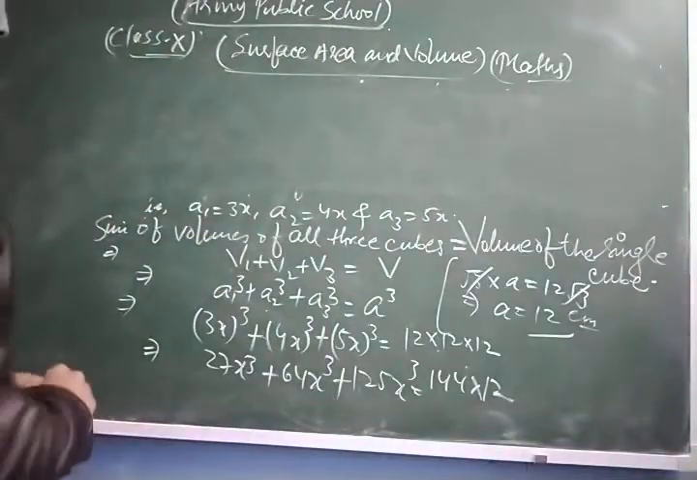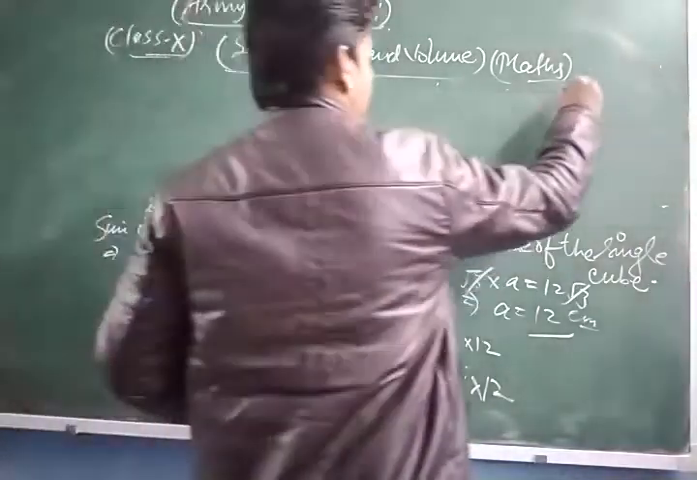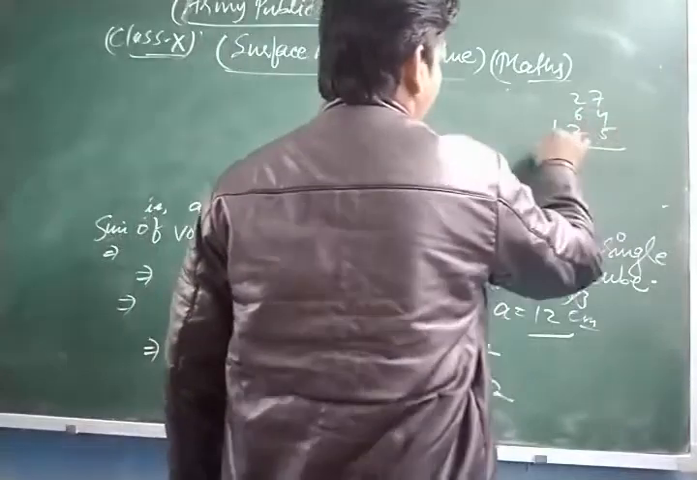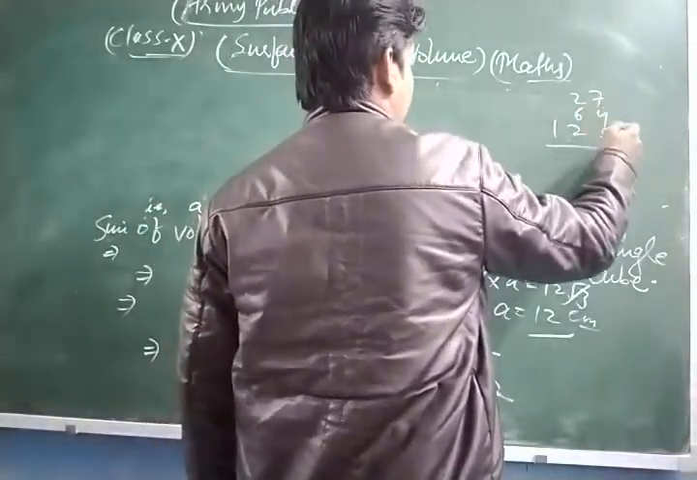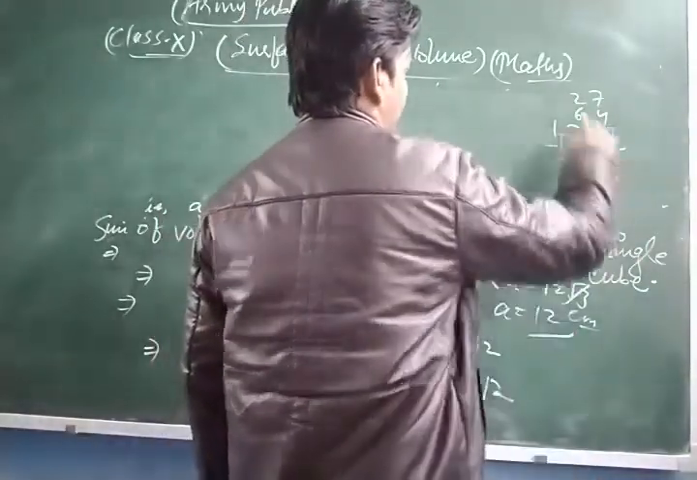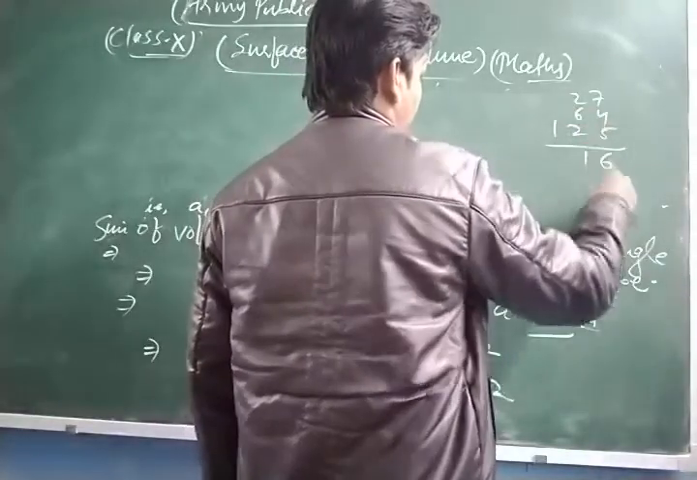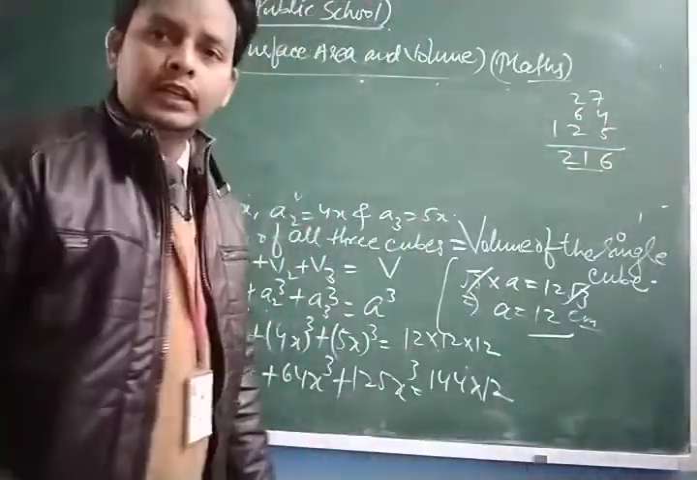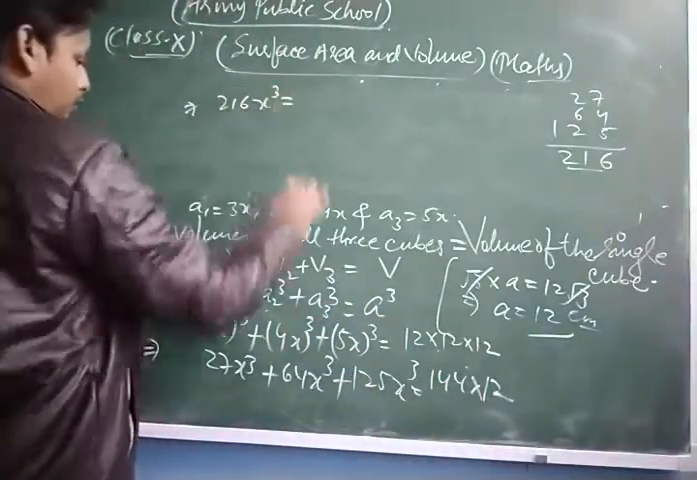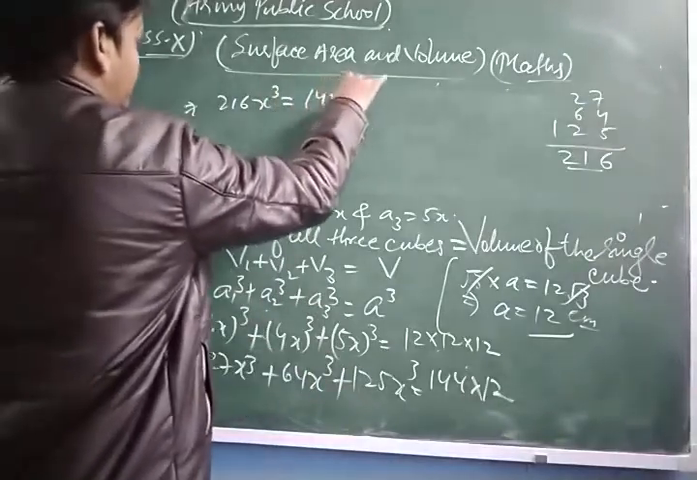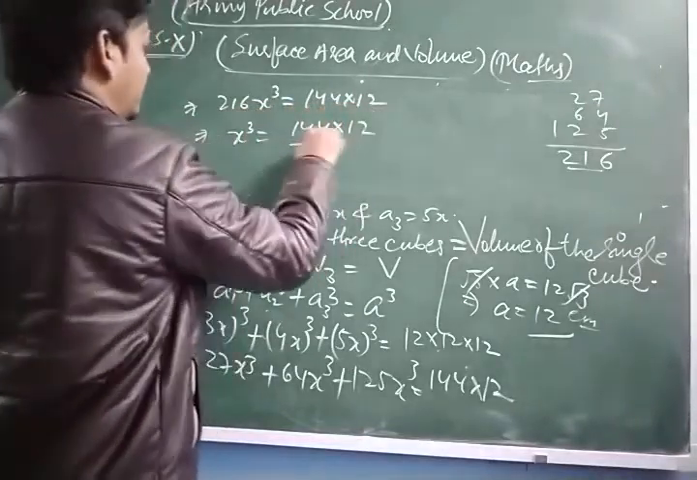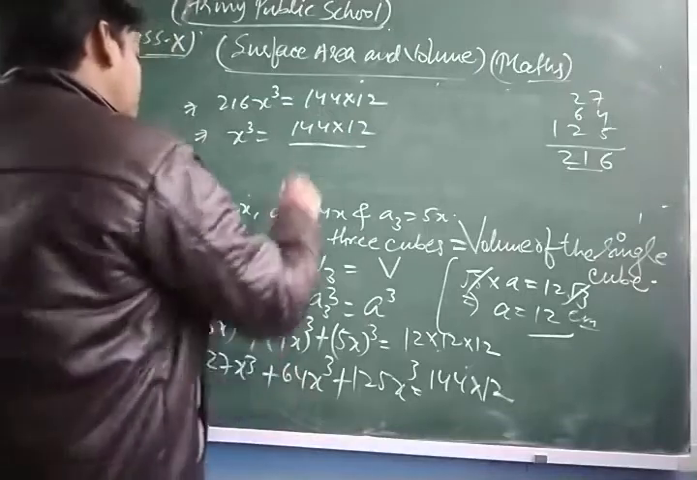Now look, now we are adding them, dear student. 27, this is 27, this is 64, this is 125. Now look, 216. So look, this is 216. x cube is equal to 144 into 12, so x cube is equal to 144 into 12 upon 216.